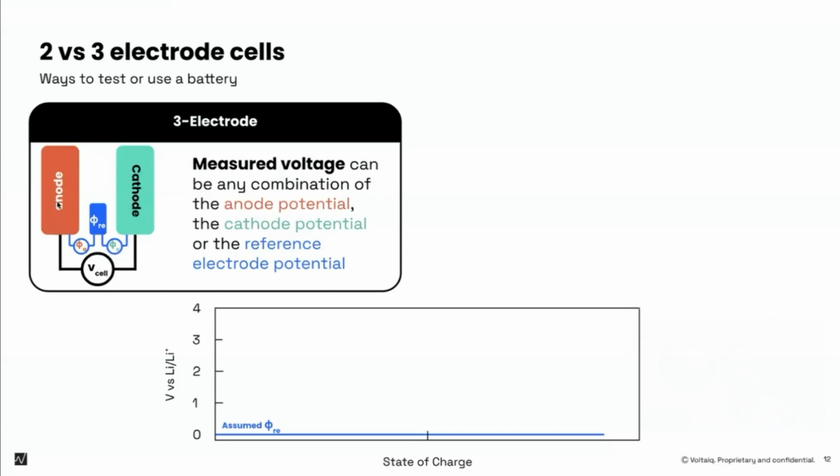I can now measure the change between the potential at the anode and the potential at this reference electrode. That's now a voltage, but because I know that the reference electrode potential is not changing, I can back out what the potential of my anode is, or my cathode. So in this case, using a 3-electrode cell, I was able to figure out what the potential at my cathode is. I could also figure out what the potential at my anode is.